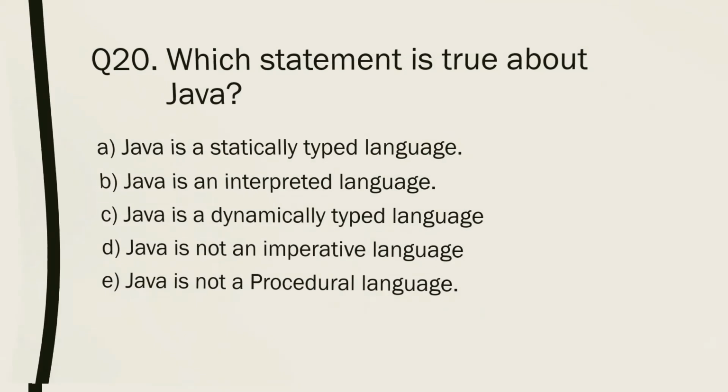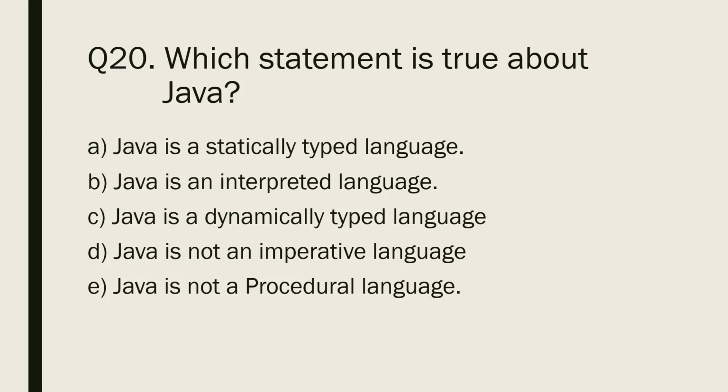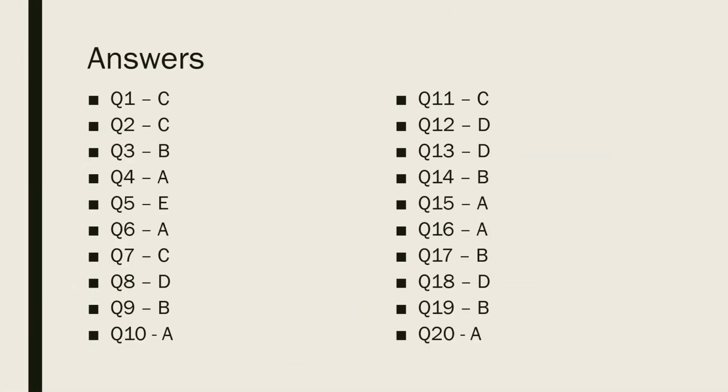Question number 20. Which statement is true about Java? This is about Java programming language. What kind of this programming language is? So 5 options are given. Java is a statically typed language. Java is an interpreted language. Java is a dynamically typed language. Java is not an imperative language. Java is not a procedural language. So you have to choose one of these options, and the next slide will show you the answers. And 20 questions and all the correct answers are written here. You can compare your answer with it to enhance and check your knowledge.